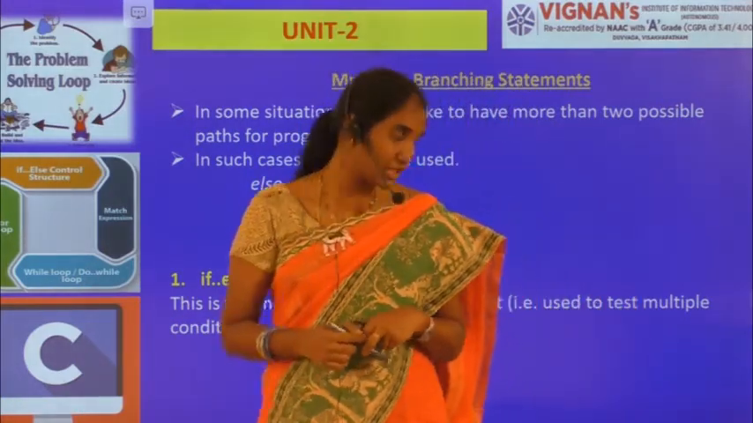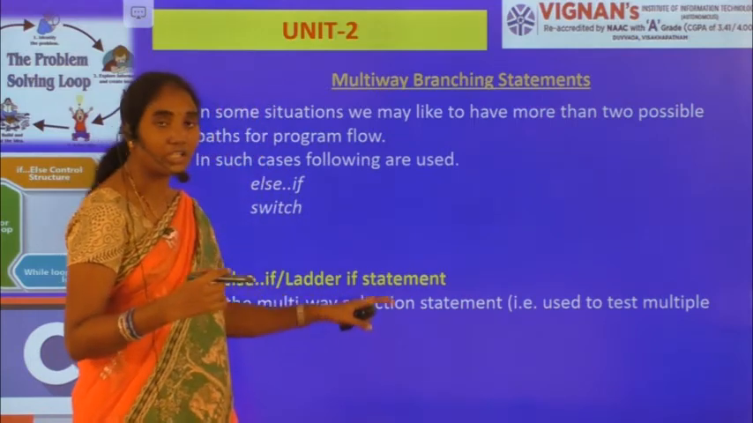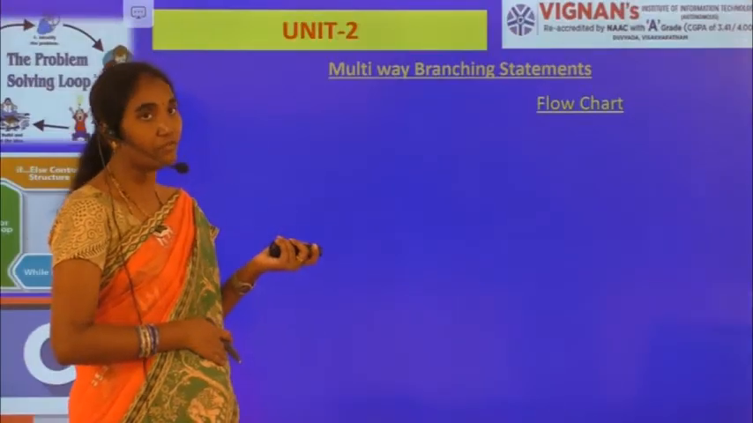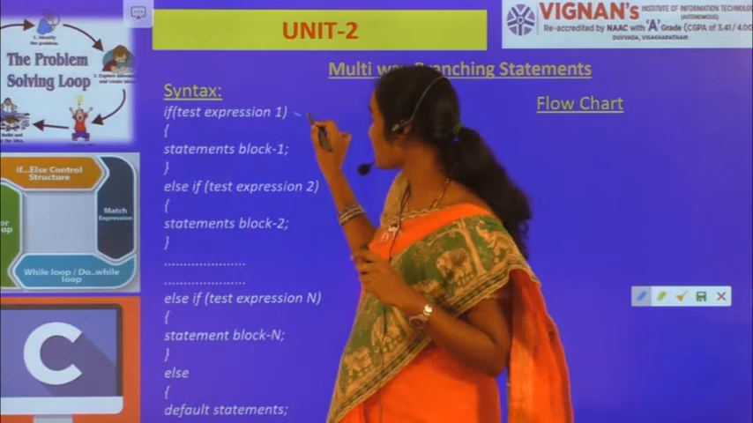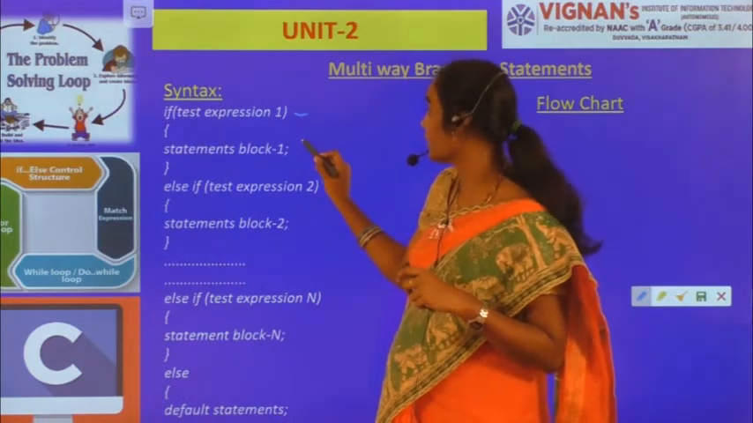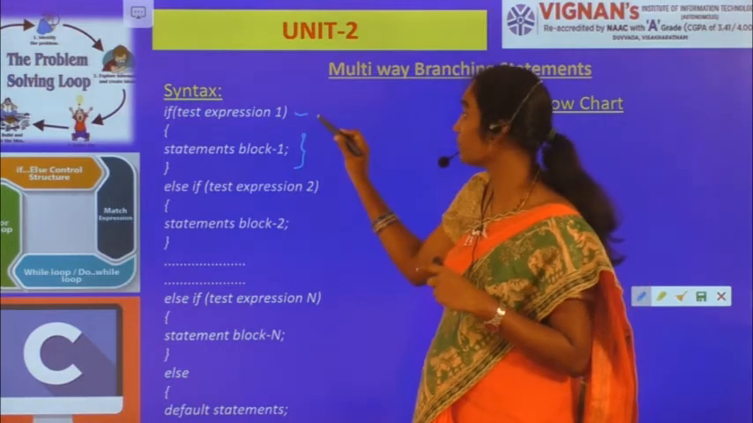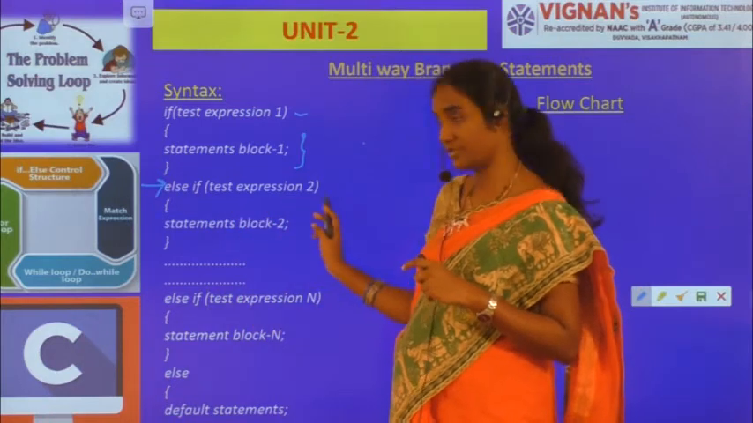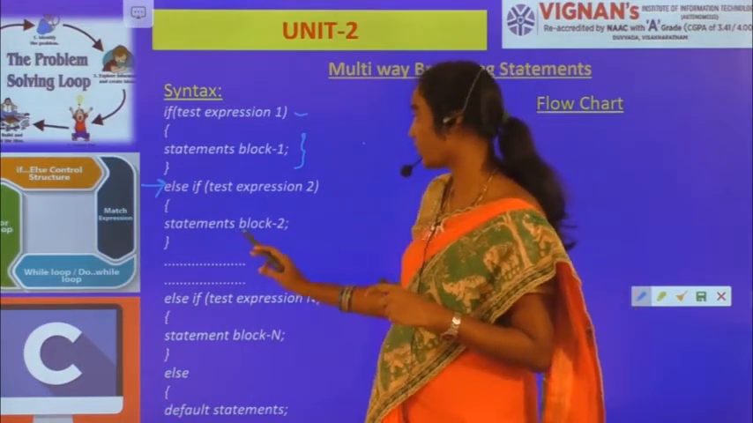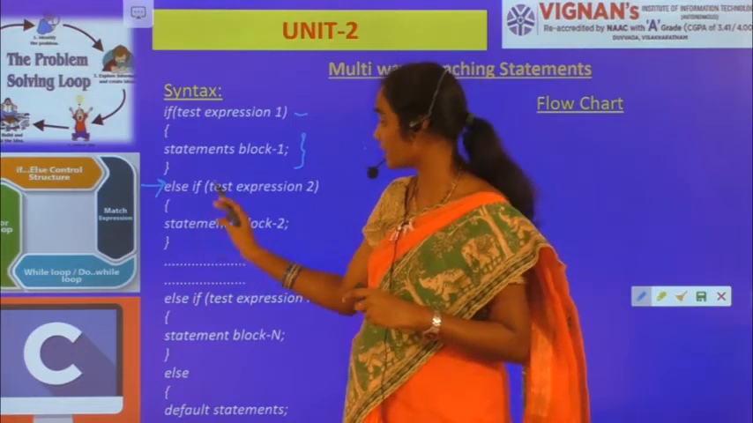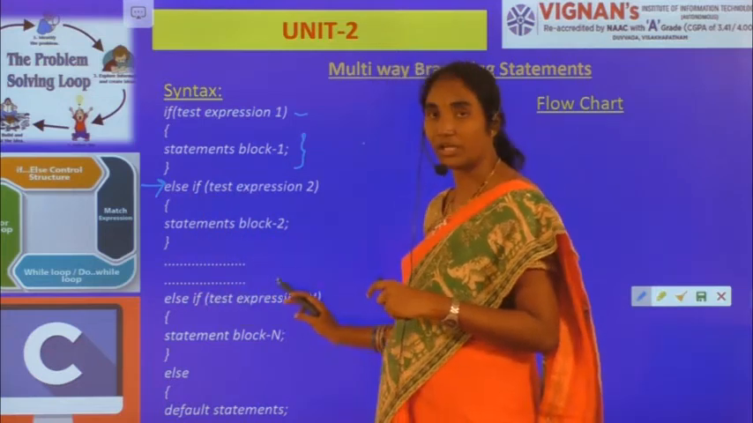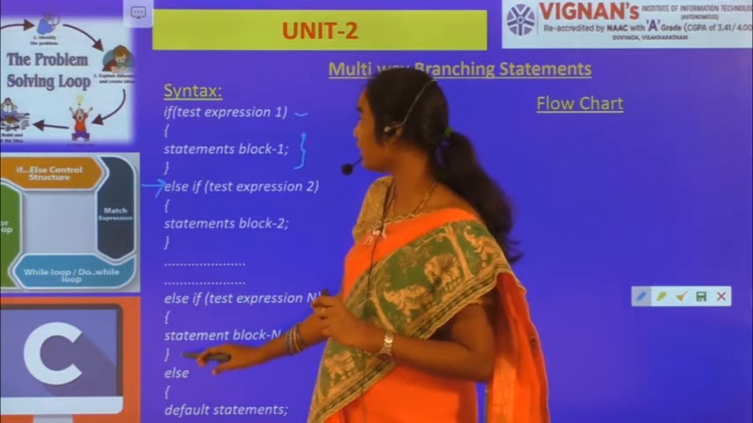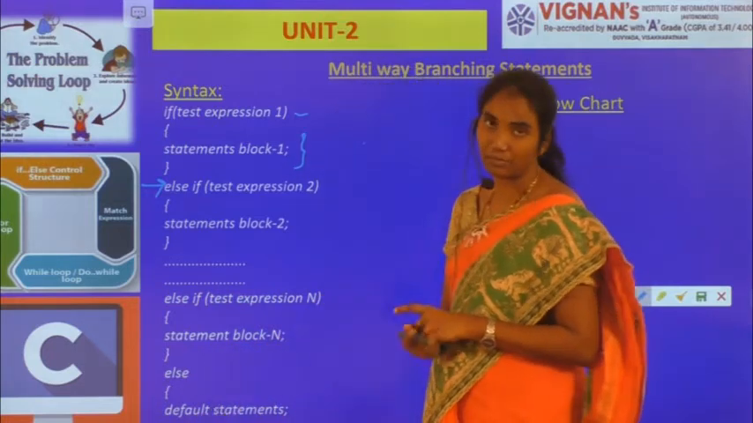So here, by using this, this is a multi-way selection statement that is used to test multiple conditions, right? Now let's have the syntax of else if ladder. If test expression 1 evaluates to true, then simply the block 1 statement will be executed. If this expression evaluates to false, I go to else if test expression 2, and then these statements will be executed. If this also evaluates to false, again else if the corresponding expression. Likewise, I'm testing n expressions, and after that the final else with default statements, right?